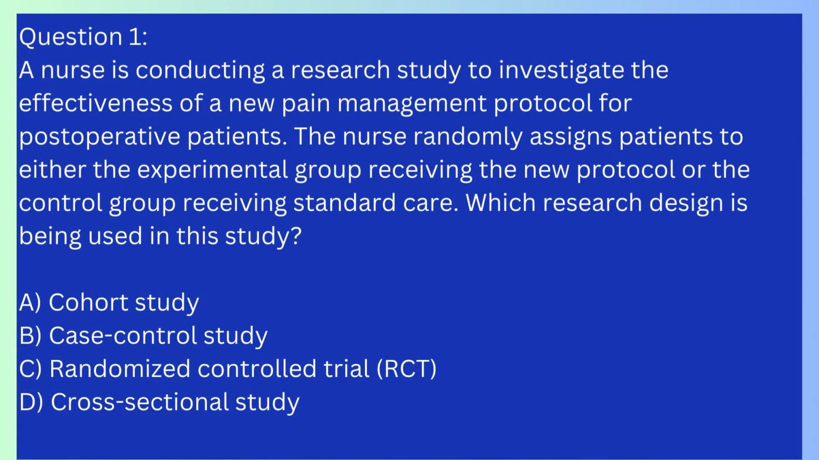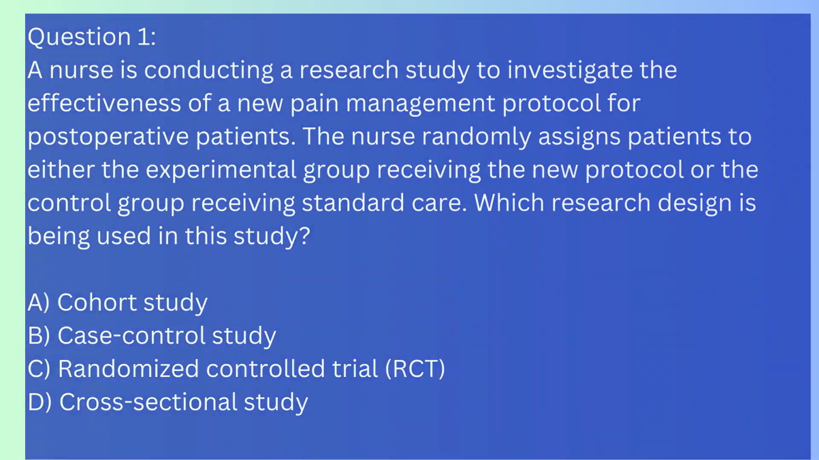Question 1. A nurse is conducting a research study to investigate the effectiveness of a new pain management protocol for post-operative patients. The nurse randomly assigns patients to either the experimental group receiving the new protocol or the control group receiving standard care. Which research design is being used in the study? A. Cohort study, B. Case control study, C. Randomized controlled trial (RCT), D. Cross-sectional study.